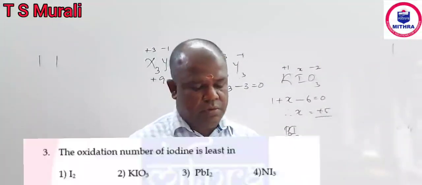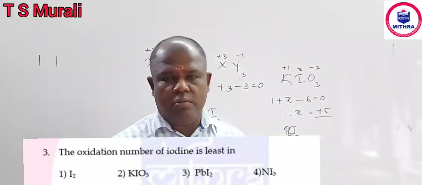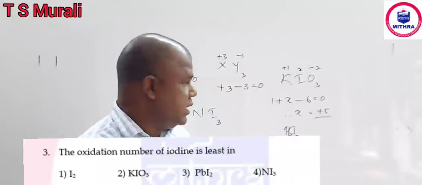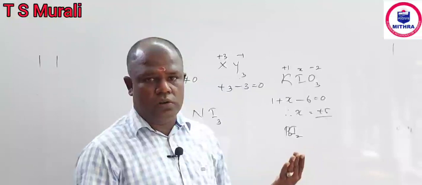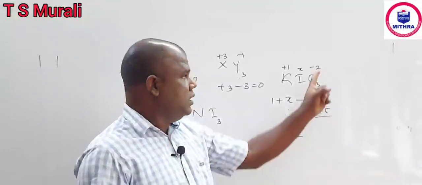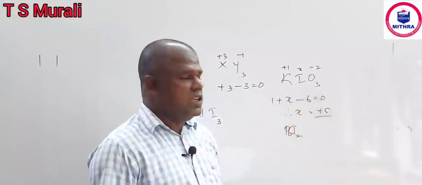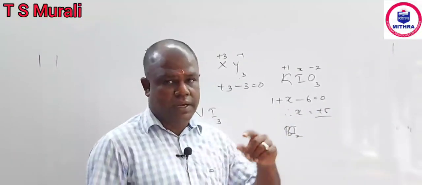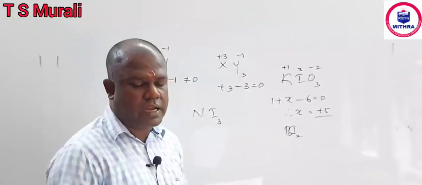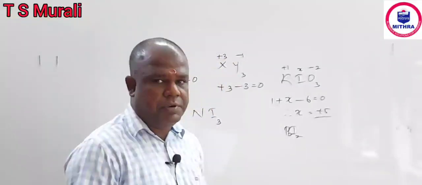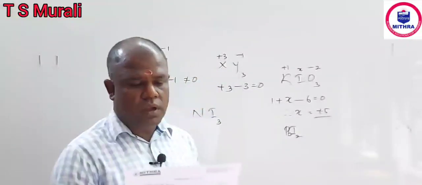Next, the oxidation number of iodine, the least. First option I2 is 0. In elemental form the oxidation number is 0. KIO3: K is +1, we don't know the oxidation number of iodine, so I am giving it as X. Then -2 for 3 oxygens is -6. So the algebraic sum is equal to 0, so iodine is in +5 state. That is not the highest; +5 is not the highest, +7 is also possible for halogens. PbI2, that is the answer. Why? Because Pb is 2+ and I is minus, and -1 is the lowest oxidation number.